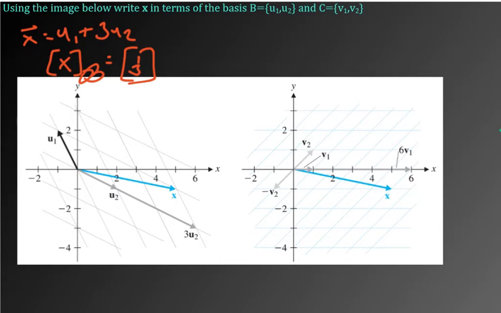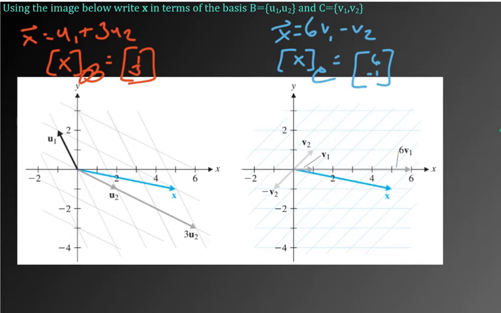Over here, we can see that X would equal 6V1 minus V2, right? And so in that notation, we would say X in terms of script C is 6, negative 1. You go 6 of these V1s, which is actually I hat, and then you go minus 1 along that light blue line, which is minus V2.